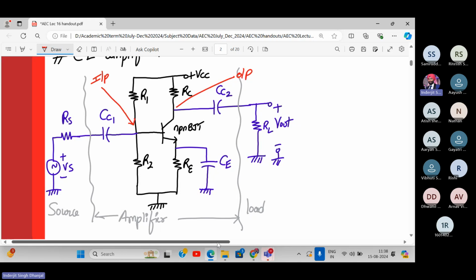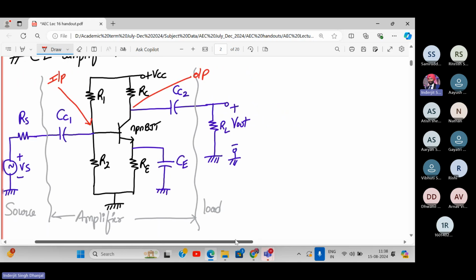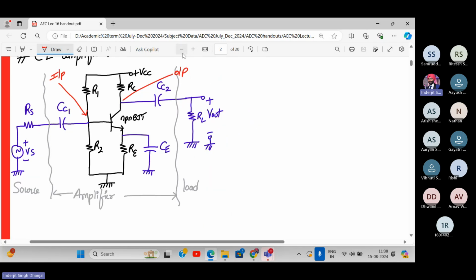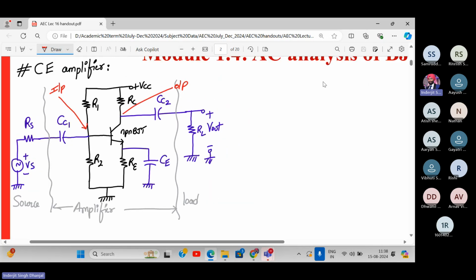Now, there are 2 types of analysis over here. DC analysis we have seen. In DC analysis, all the capacitors will behave as open circuit. And in AC analysis, we consider them to be short circuit, because the reactance of the capacitance is very, very low at mid frequencies. So let's begin with the AC analysis. Let me recap how we do it.